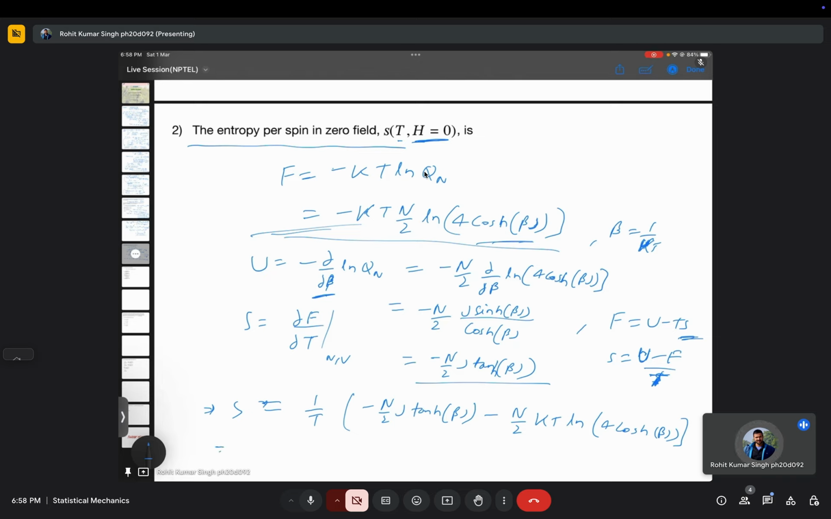And entropy per spin, which is small s, is just S by n. So you just divide this by n, and you will have your answer. Okay. Is it fine? So we did not use this formula. Instead, we calculated internal energy because it was easier to differentiate with respect to beta than with respect to temperature, this quantity. And then we used this formula. Fine?